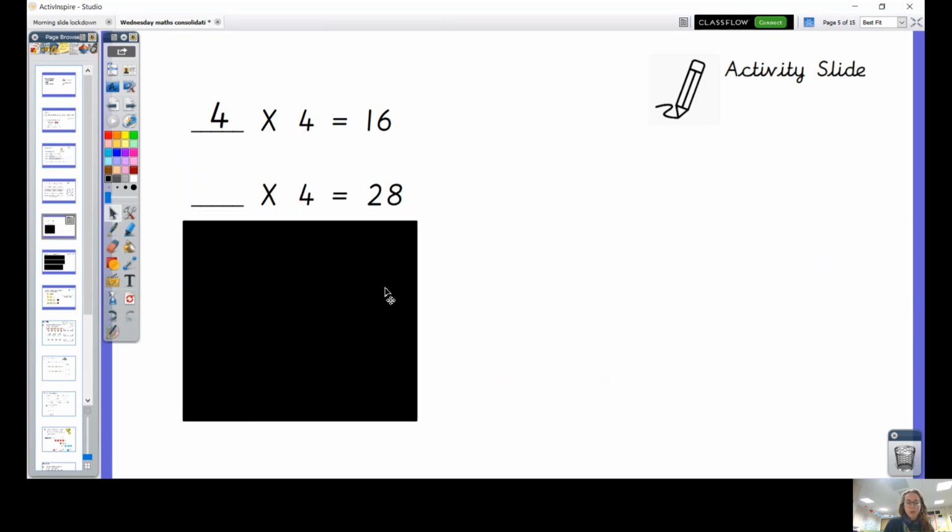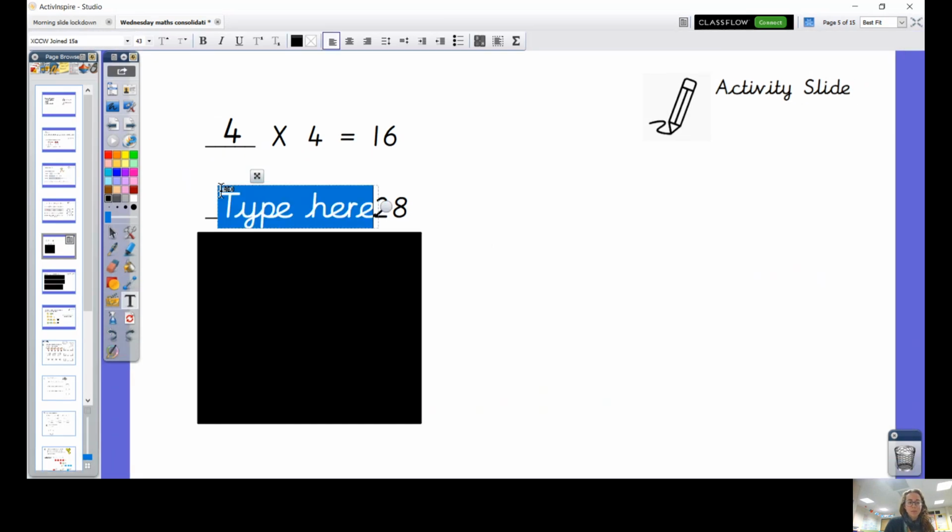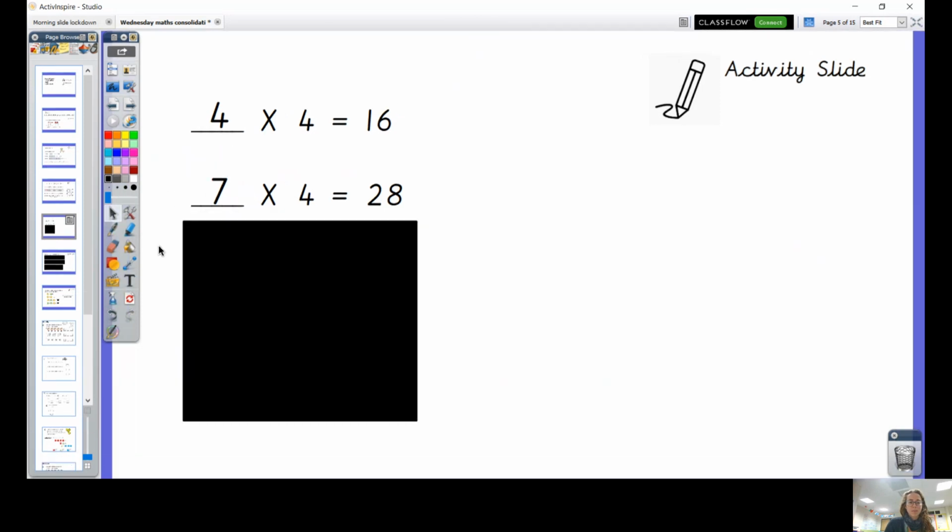So now I'd like you to have a go. How many 4s can go into 28? Pause the video and have a go at that now. Yeah, well done. So we should have 7 lots of 4 is 28.